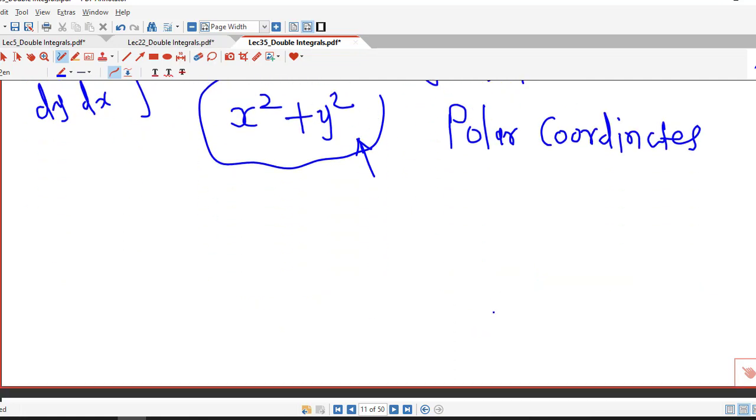Also we have used the region of integration, and to determine the limits of r, we imagine a ray starting from origin and passing through the region of integration, and we decide the value of r at points at which this ray enters the region and leaves the region, and then we determine the smallest and largest value of theta which bound the region of integration.